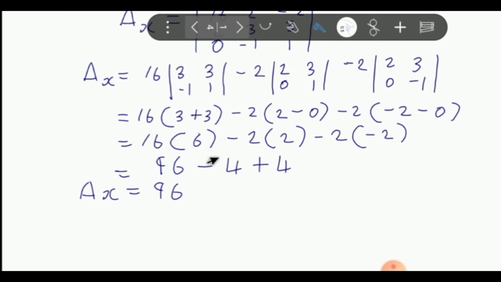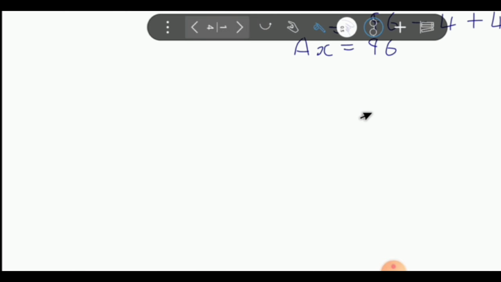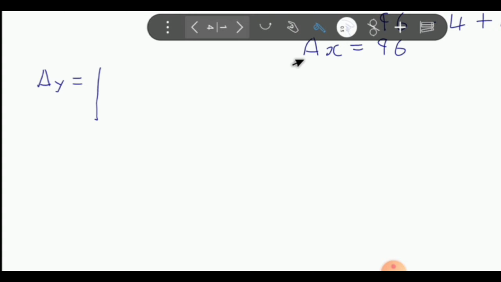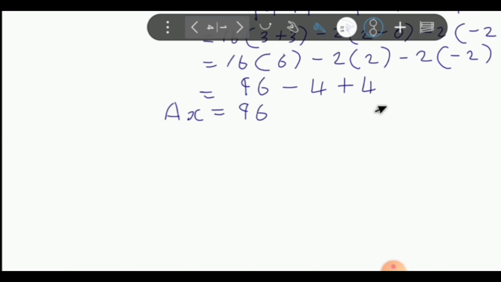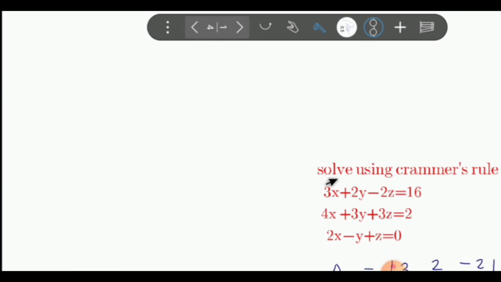So now let's look at delta y. Delta y will be equal to, draw my line down. I'm going to be replacing the coefficient of y. So we say, what's the coefficient of x first? 3, 4, 2.